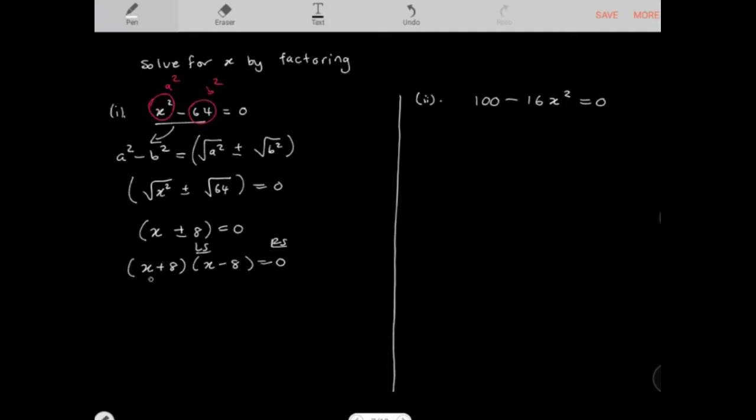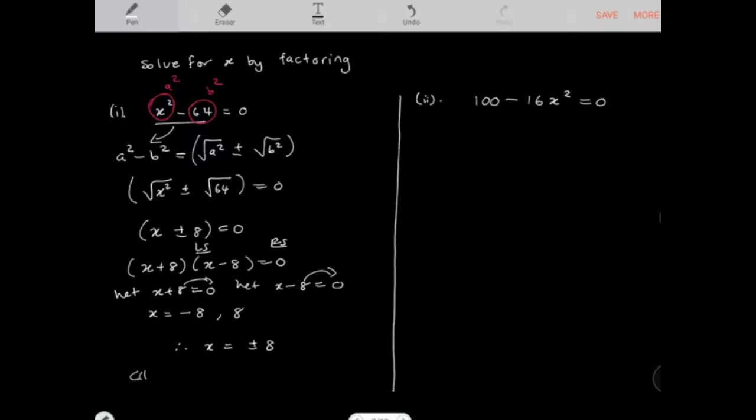So I'm going to start with the factor on my left. I'm going to let x plus 8 equal 0, so we can do a little bit of algebra here, and we get x is equal to negative 8. You can also let x minus 8 equal 0. I'm going to move the 8 over, and then x can be equal to positive 8. So therefore, x can be equal to plus minus 8.